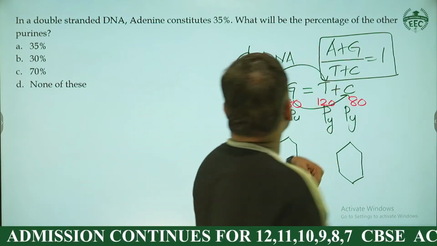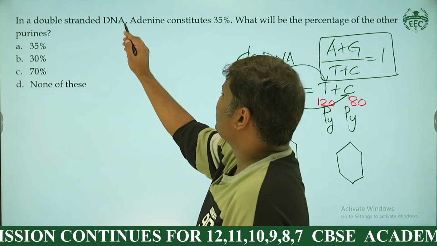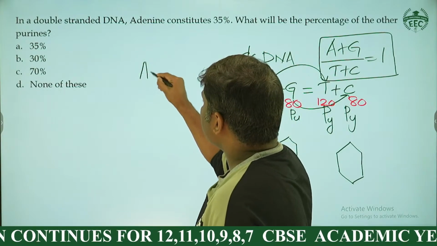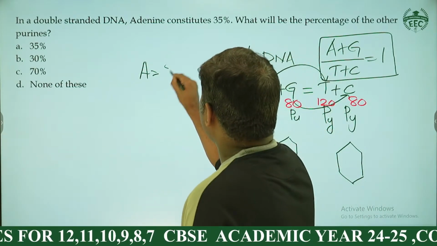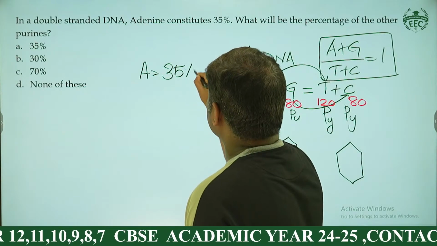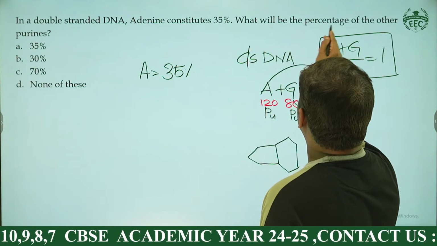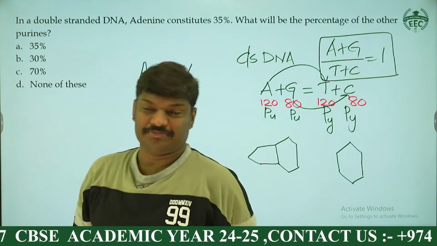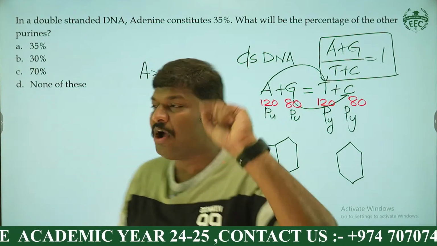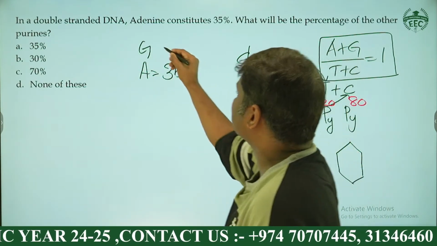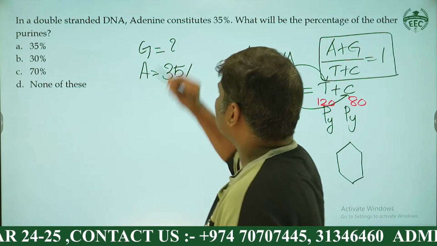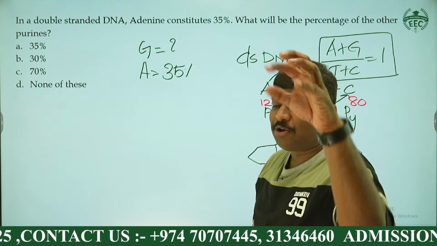Okay, so what is the answer for this question? In a double-stranded DNA, the number of adenine is not given, the percentage is given, and adenine is 35%, my dear student. And here, what will be the percentage of the other purine? There is one more purine, no. What is the other purine? The other purine is guanine. You can see adenine and guanine are purines. What is the percentage of the other purine? So, how can you find out the answer?